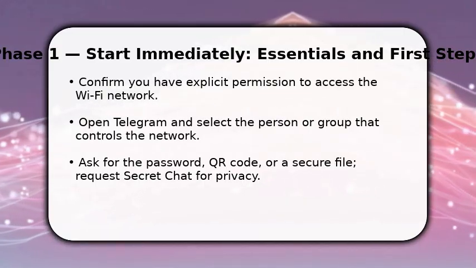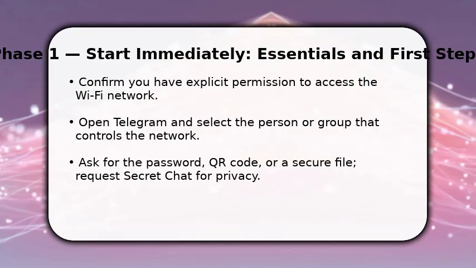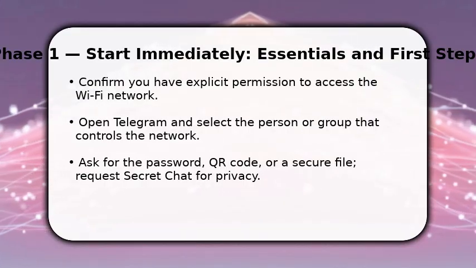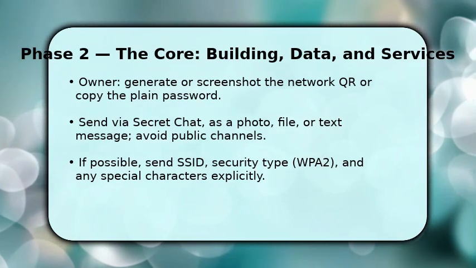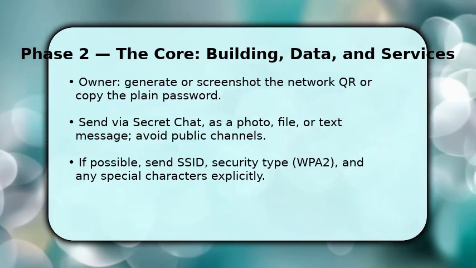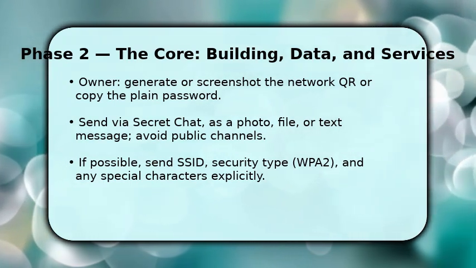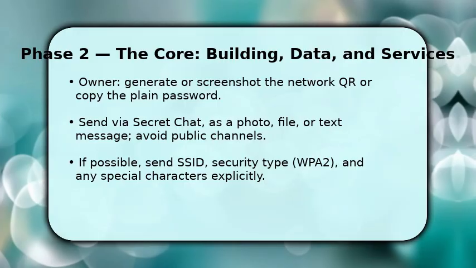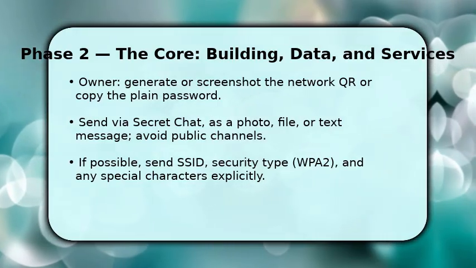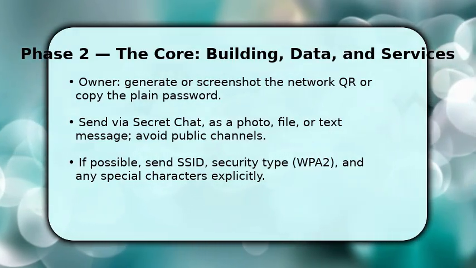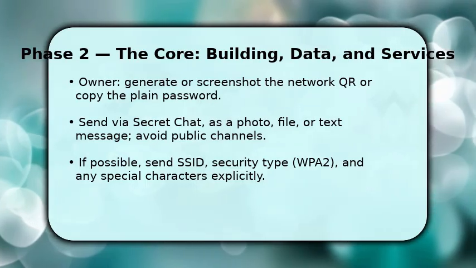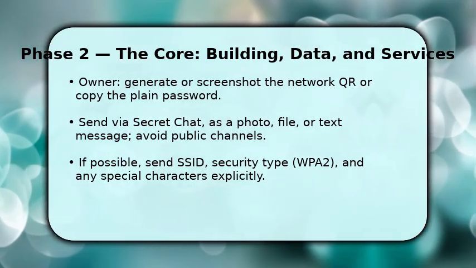After you send a clear request, pause and wait for the owner to prepare the credential to share securely. Once the owner prepares the login, they should generate a Wi-Fi QR on Android or take a clear screenshot of router settings, then send it. You can also receive a plain text password, but make sure special characters are spelled out. Say capital A at sign, so you enter it correctly.